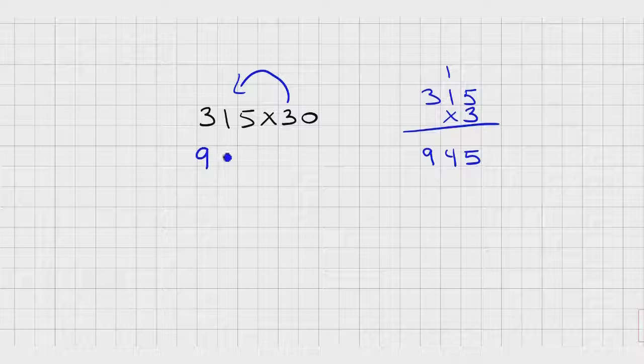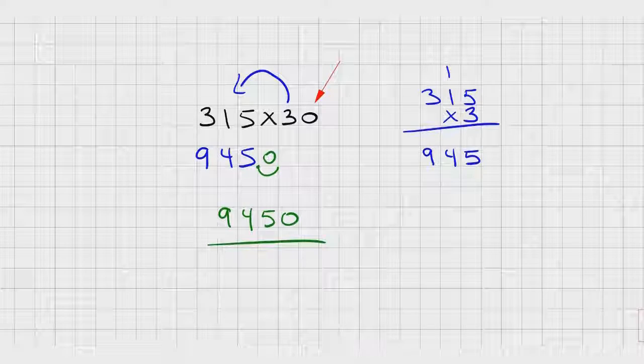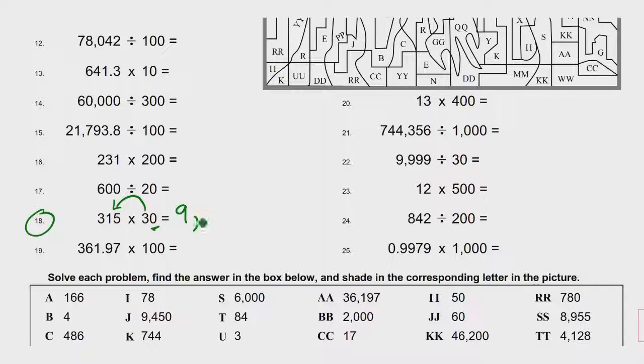I get 945. And as you can see right here, I have 1 zero, which tells me to move the decimal 1 space to the right. And the decimal is not in sight, so it is on the right. So it's right here. And we just move it 1 space, and I add a 0. And our answer is 9,450. And over here, I write 9,450.